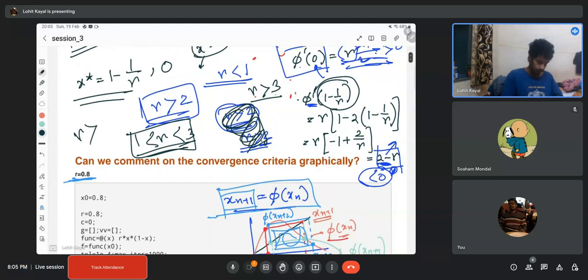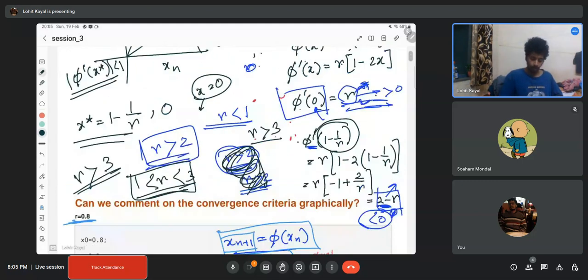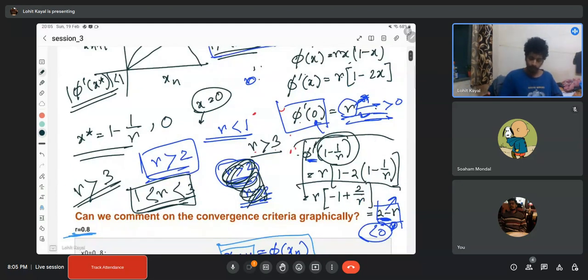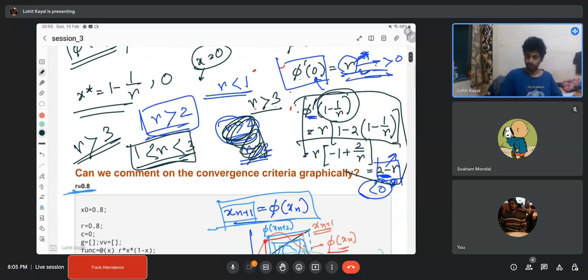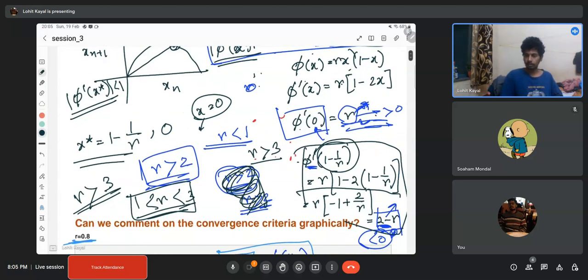But when it goes beyond 3, we cannot say using this criterion that it will be a stable point, because at that point the modulus of phi prime of alpha is greater than 1. That means it will not converge to this point. So when r is greater than 3, the absolute value of phi prime of x star is greater than 1.